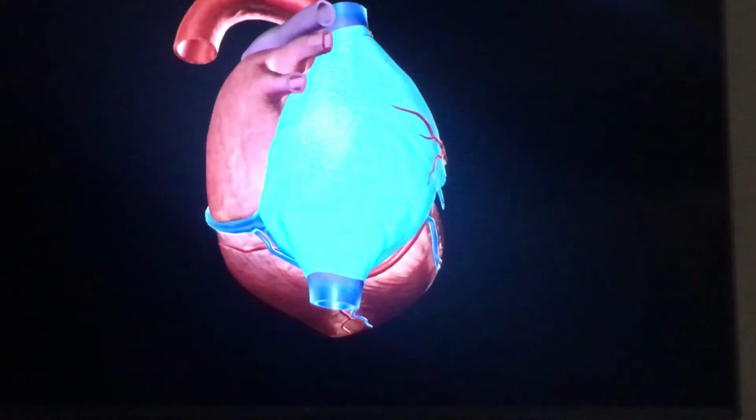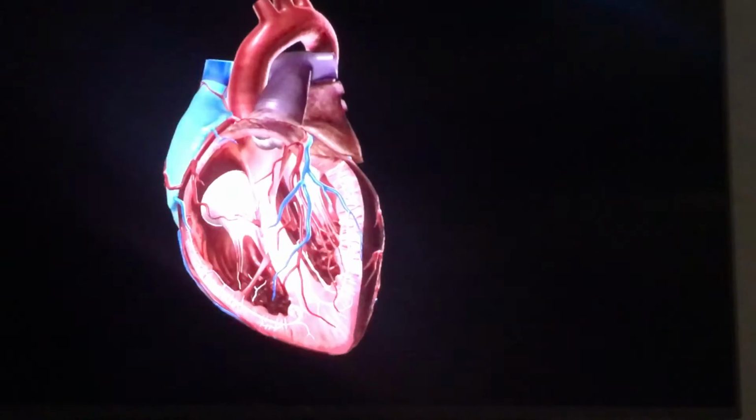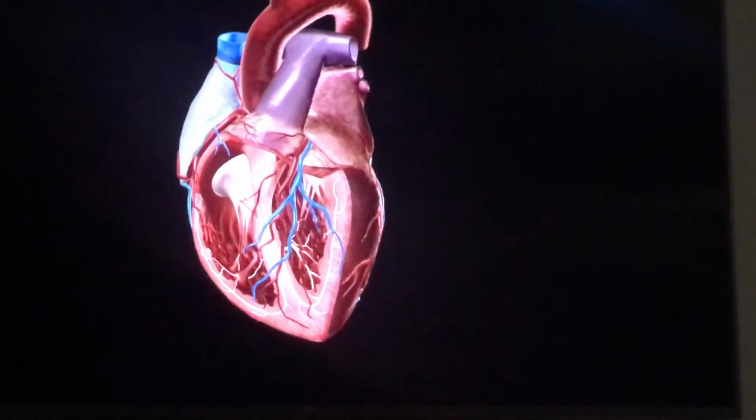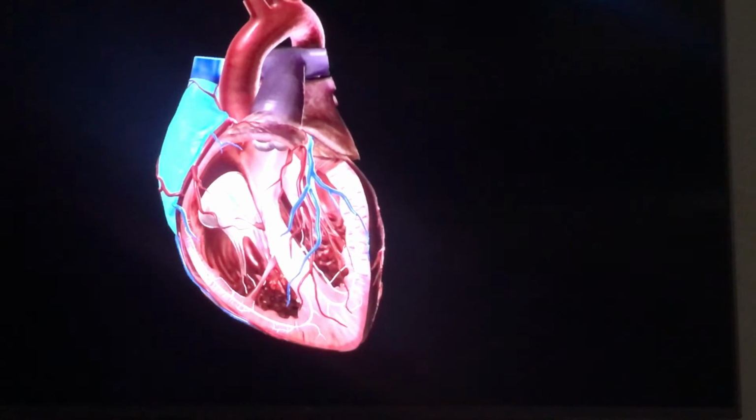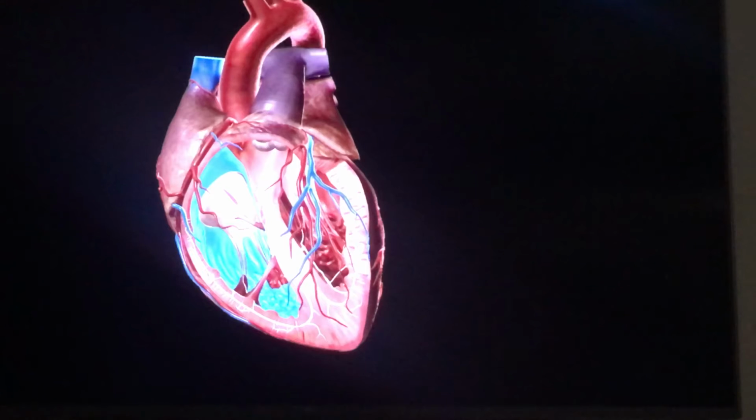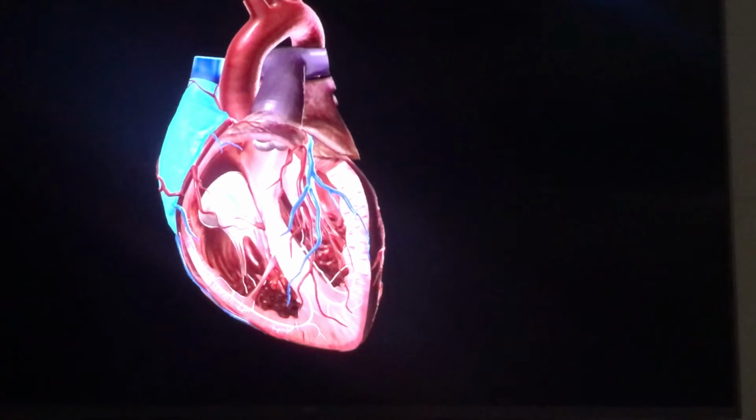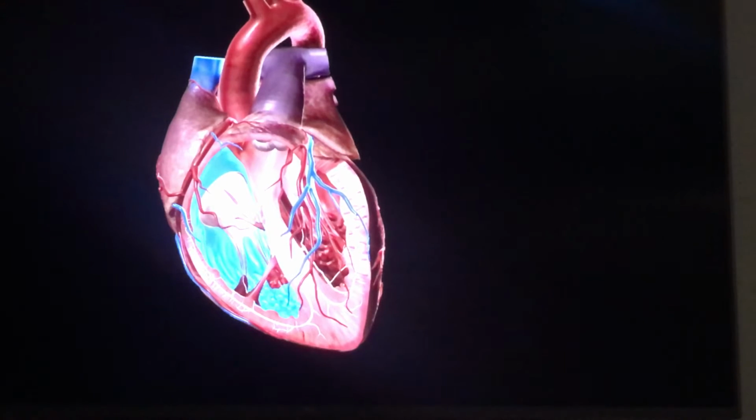Now I'm going to highlight the right atrium again, and I'm going to turn it around this way so that you can see that it's sitting right above another chamber on the right side. That chamber, which I've highlighted the inside wall of, is called the right ventricle. When blood leaves the right atrium up here, it enters through this valve, which is called the tricuspid valve, into the right ventricle.